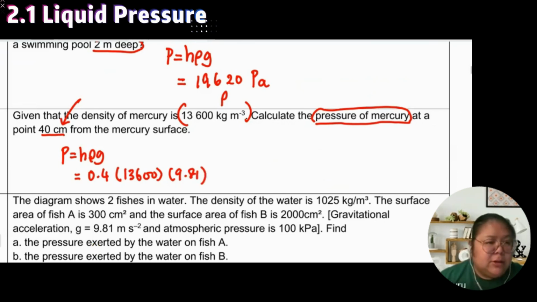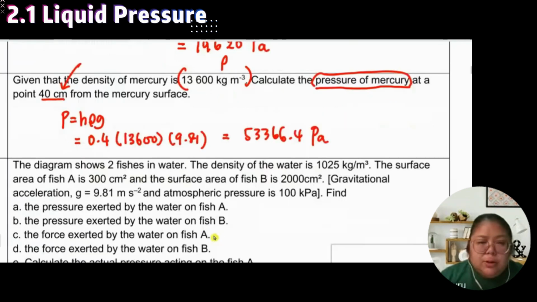Prepare your calculator. Ahang, you finished typing? Yes, correct. That one is correct. This is the answer for question 2, 33664 Pa. Then we go to number 3.